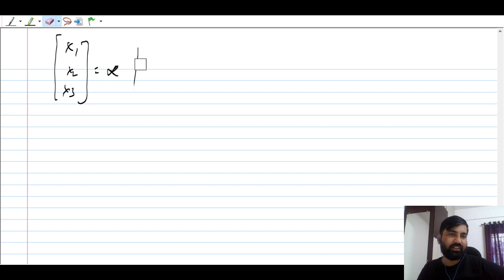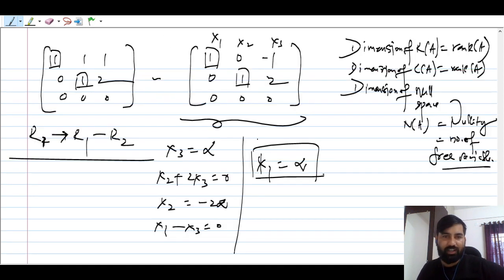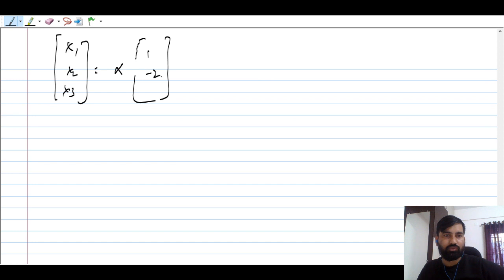You can say that x1, x2, x3 is going to be alpha times. This is basically a solution that I am writing for infinitely many solutions. As I told you, you have to remember this is your solution. So alpha times the coefficient that we have got: 1, minus 2, 1.